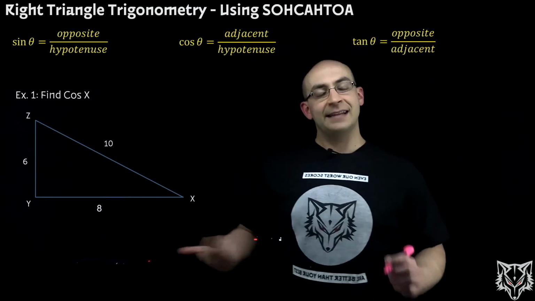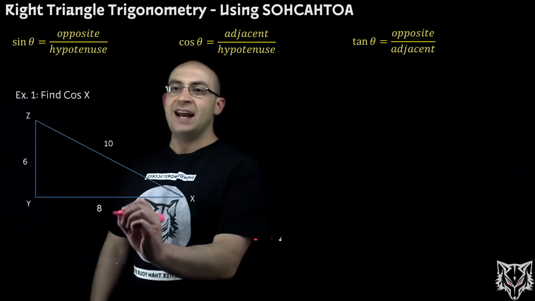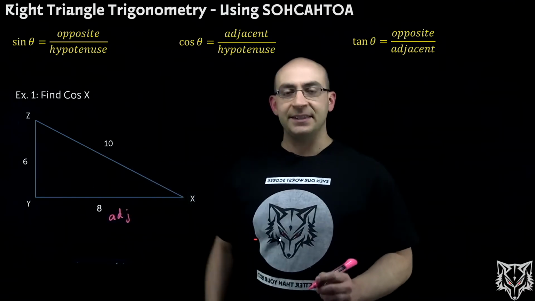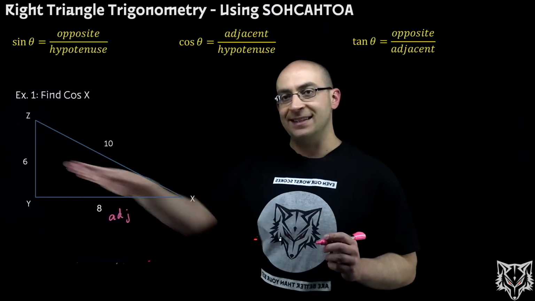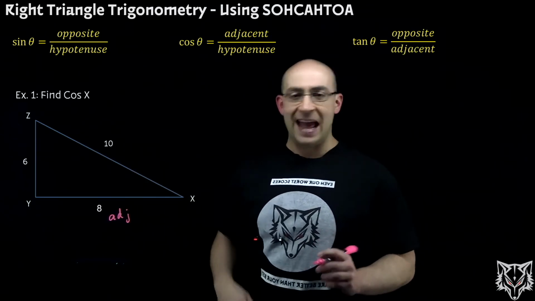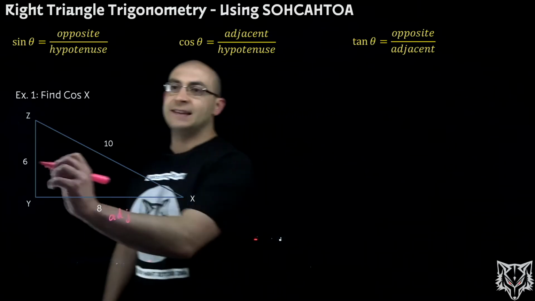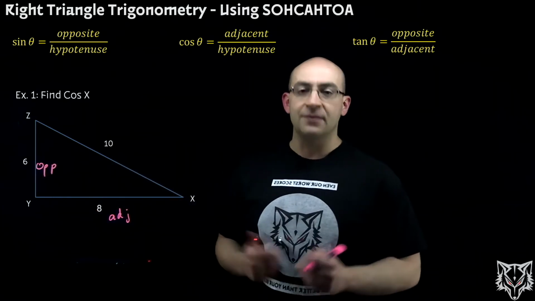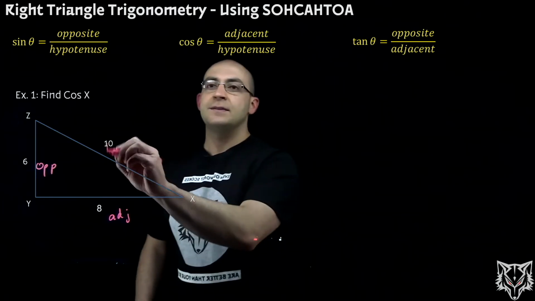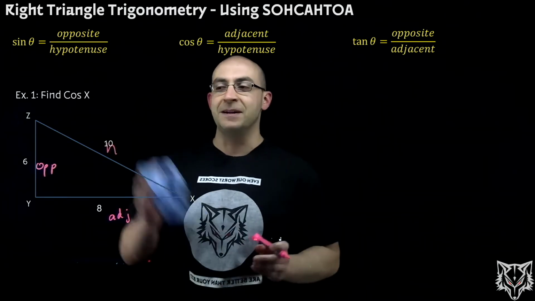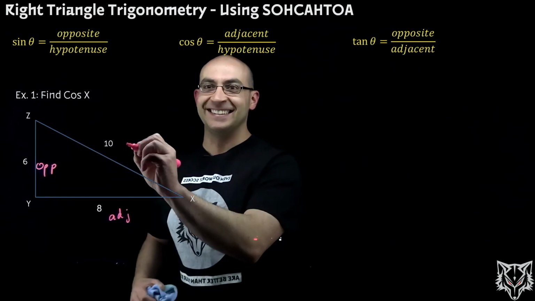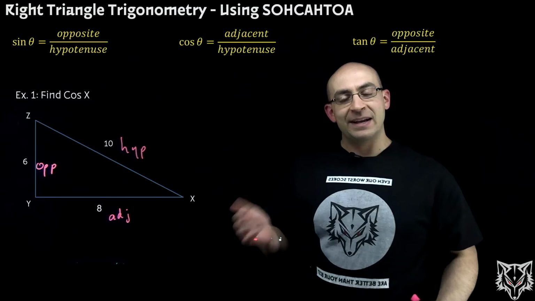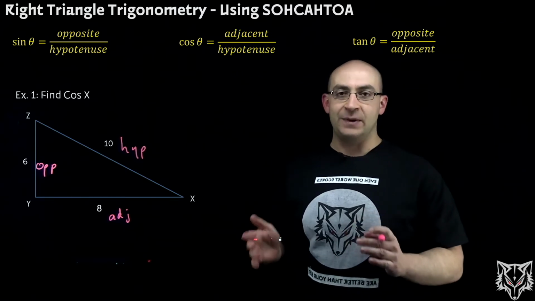Now let's go ahead and label the sides that we know. We know that 8 is adjacent, meaning next door. 6 is going to be opposite because it doesn't touch the angle in any way, shape, or form. So we can label 6 as our opposite side. And 10, like I said earlier, is our hypotenuse. Let's make this a little easier: H-Y-P. There we go.